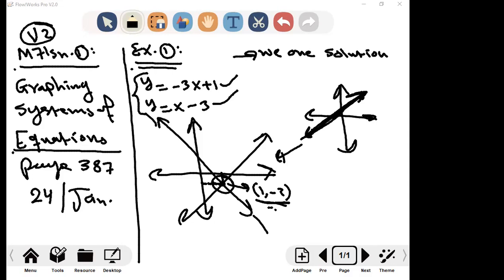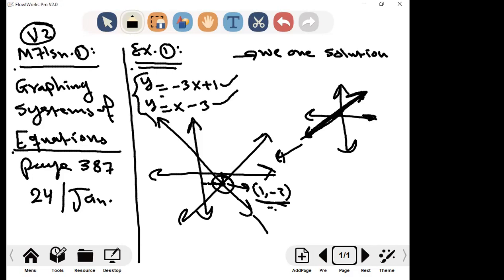Get it? Like the one on the board, it has one solution, independent. At least one solution, consistent. So it is consistent and independent. Okay? Done example one.